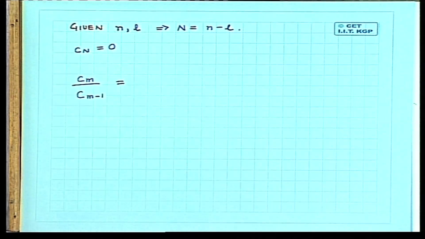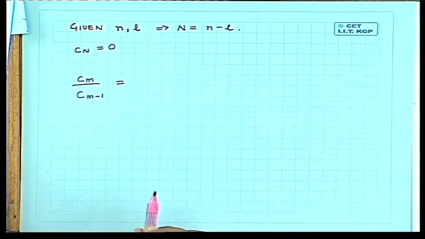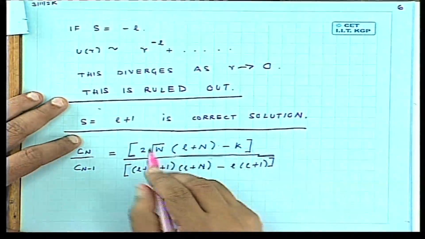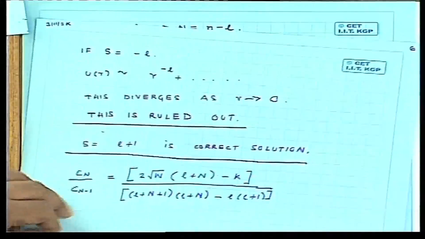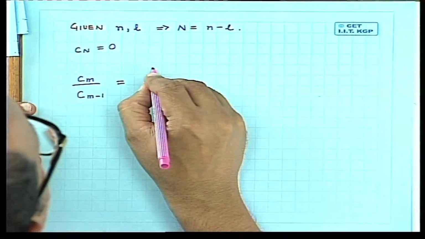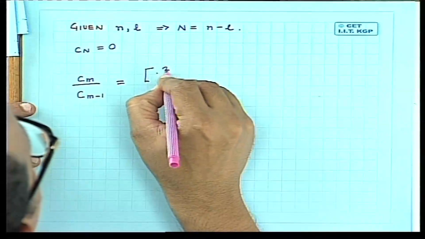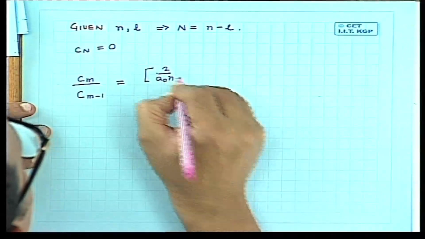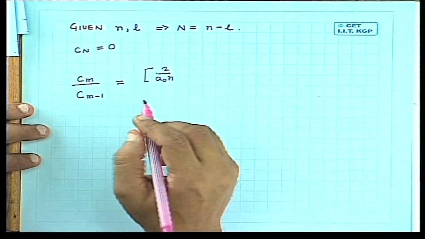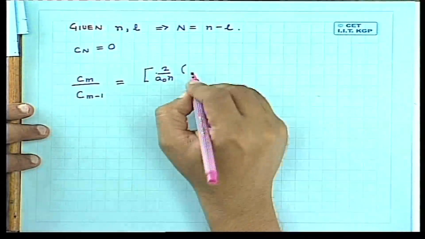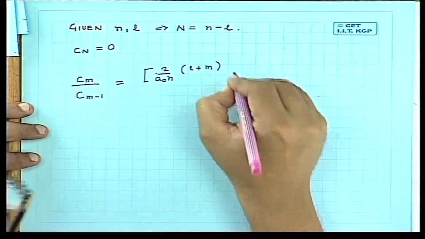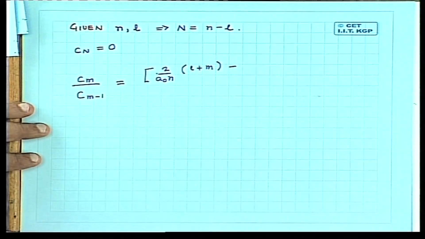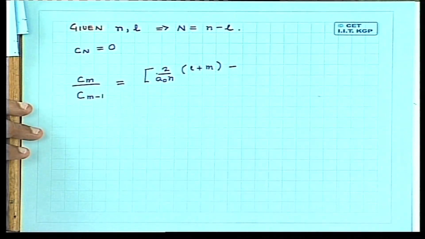So let us use the expression which we just obtained for the square root of W. So we have in the numerator 2 by a naught n into l plus m minus k. Now let us see what is k.